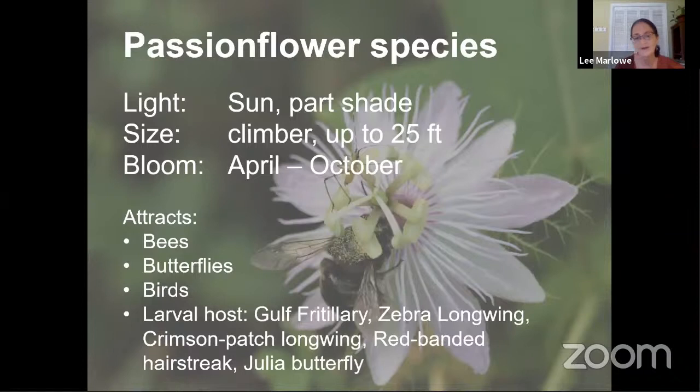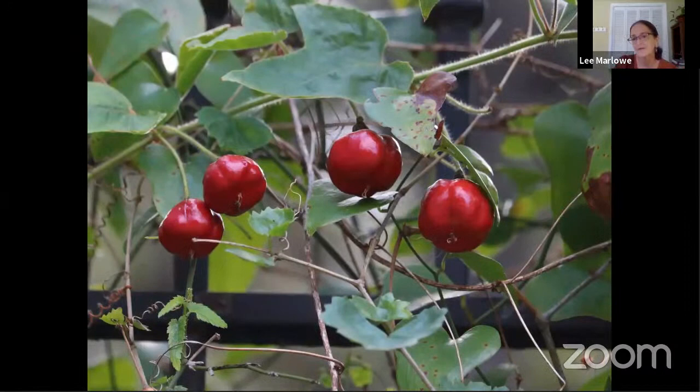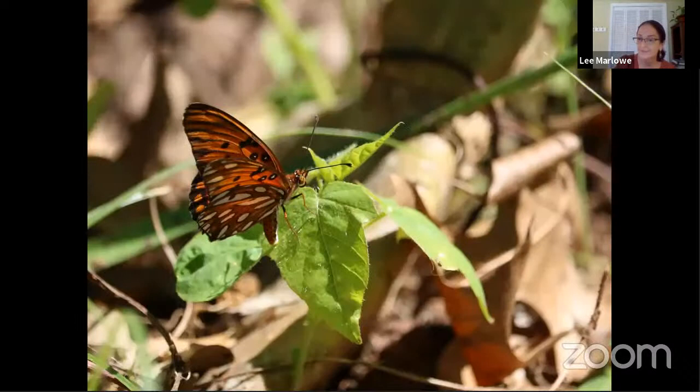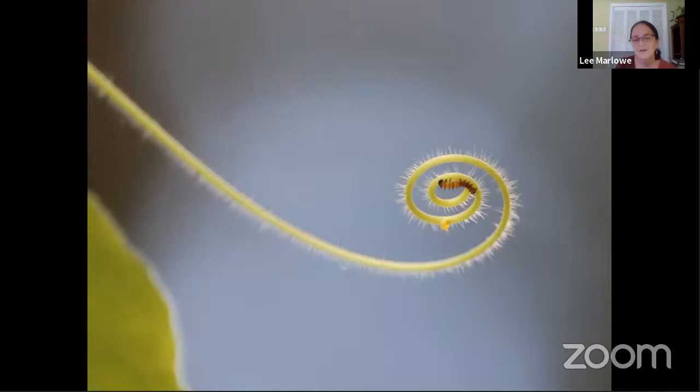This is the one that will bring in Gulf fritillary butterflies. So if you put this out, you're almost guaranteed that you're going to get Gulf fritillary butterflies. These are the fruits of the Corona de Cristo, very ornamental. And here's that Gulf fritillary butterfly laying an egg on its larval host, passion flower. In this case, it's Corona de Cristo. Here's the baby caterpillar. That was the egg it came out of.